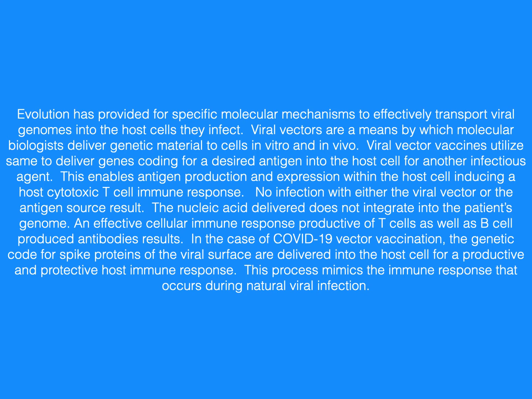No infection with either the viral vector or the antigen source results. The nucleic acid delivered does not integrate into the patient's genome. An effective cellular immune response productive of T cells as well as B cell produced antibodies results. In the case of COVID-19 vector vaccination, the genetic code for spike proteins of the viral surface is delivered into the host cell for a productive and protective host immune response. This process mimics the immune response that occurs during natural viral infection.